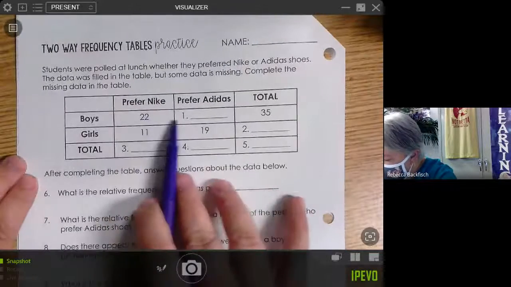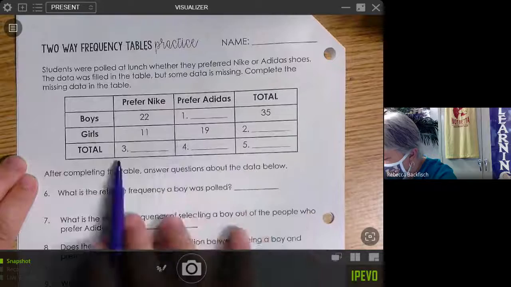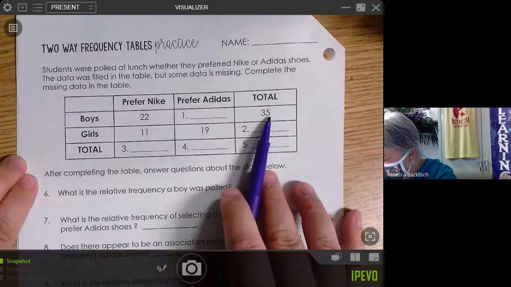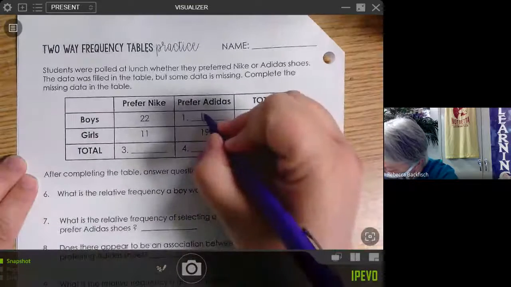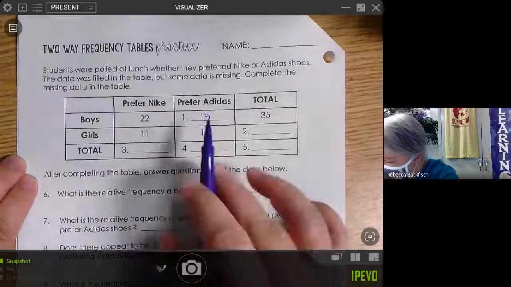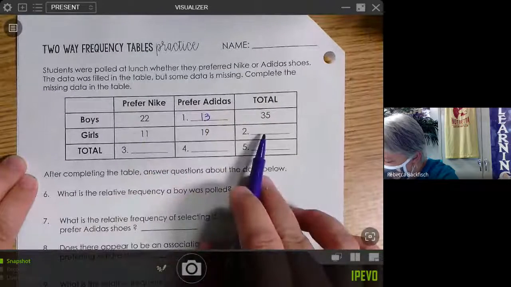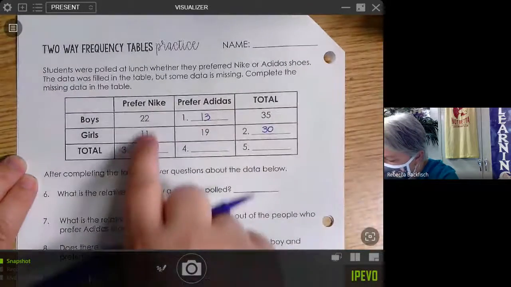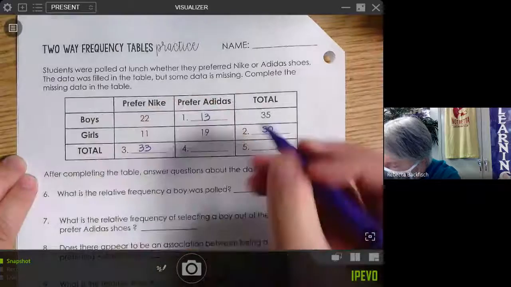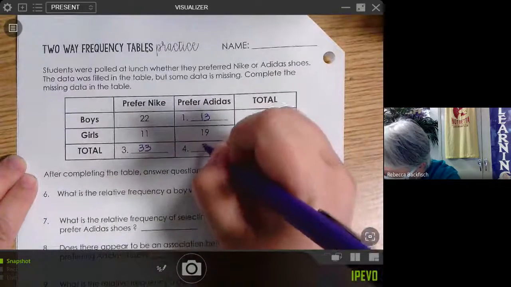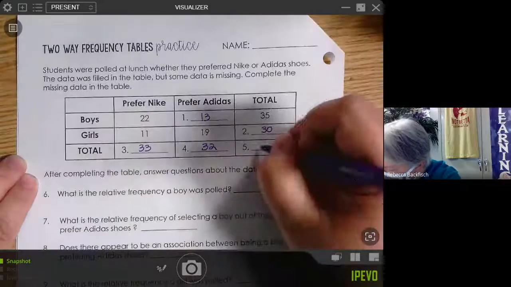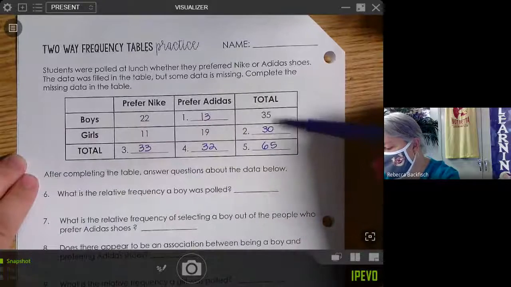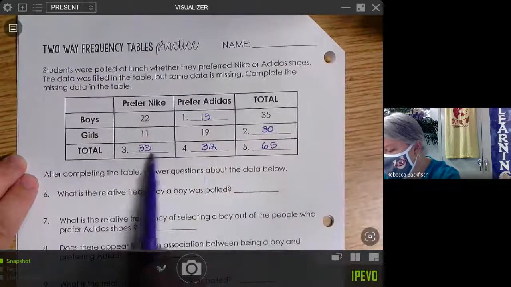So first row. Any of these that's blank, we have to fill in. First row has to add up to 35, sorry. So that would be 13. And this row has to add up to, what is that, 30? And then this column adds up to 33. This column adds up to 32. And all of it adds up to 65. So that's good because that checks that we've done it right, because these two add up to 65 and these two add up to 65.